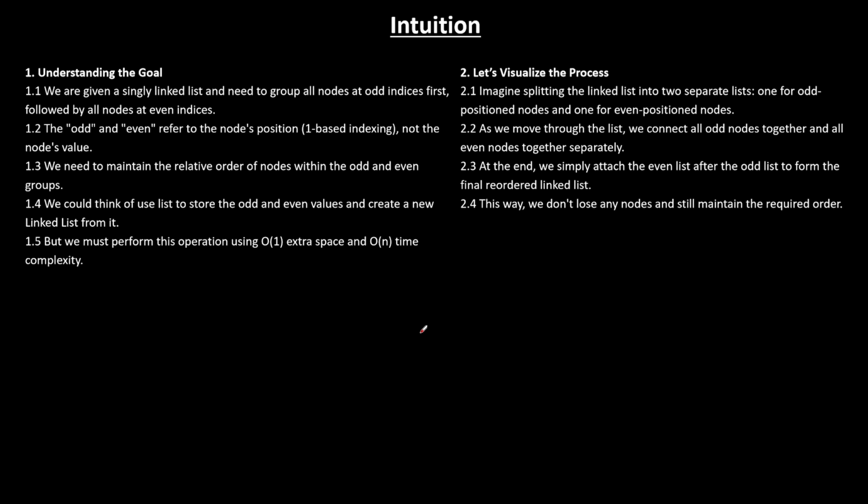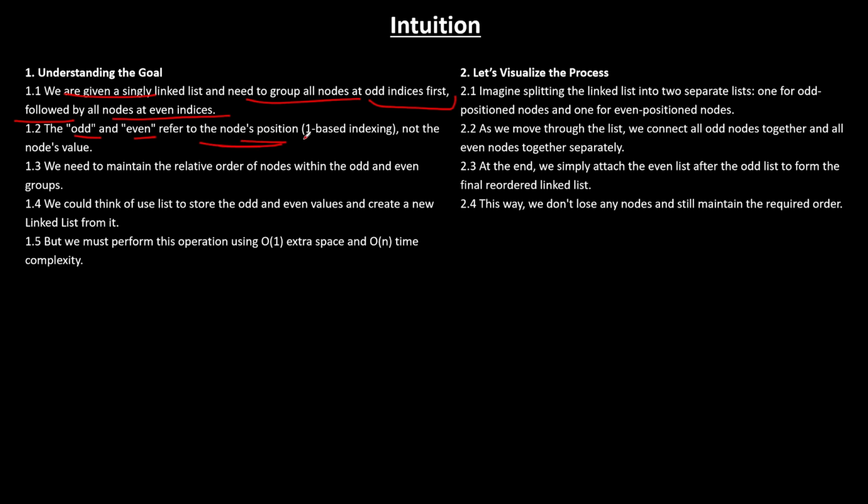To understand what the problem is asking, we should build up an intuition for the problem. Now, we are given a singly linked list, and need to group all the nodes at odd indices first, followed by all the nodes at even indices. So the odd and even refers to the node position.